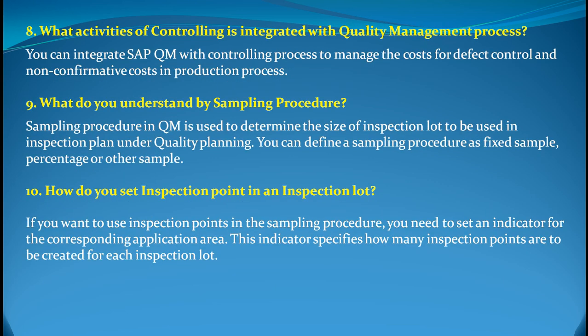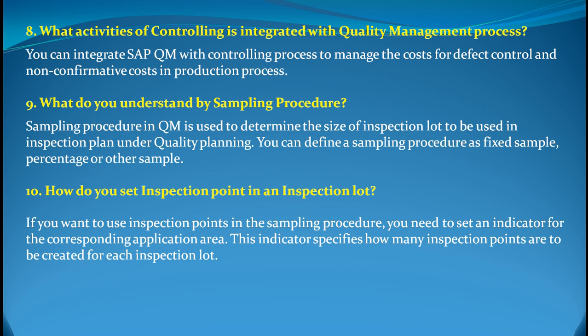What activities of controlling is integrated with quality management process? So you can integrate SAP QM with controlling process to manage the cost for defect control and also non-conformance cost as well. So here you're looking at both of them. One is to manage the cost for defect control, and the other is non-conformance cost in any production process. So this is multidimensional.